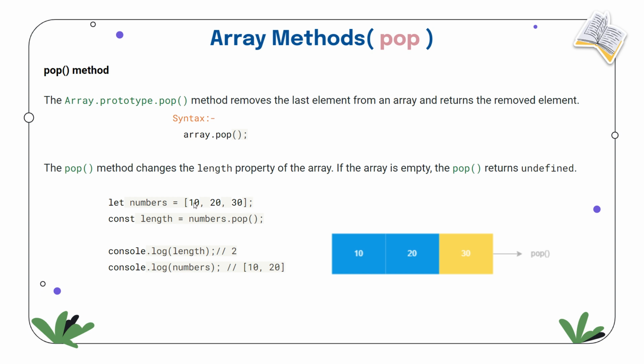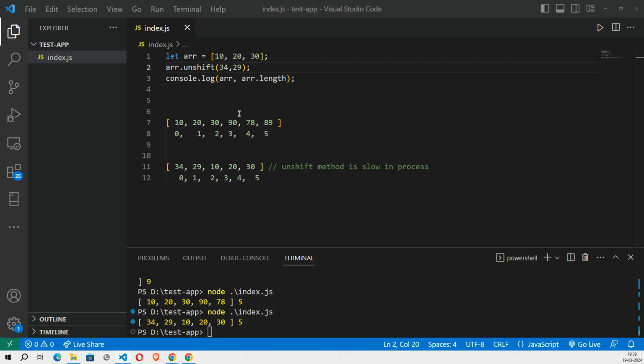And if the array is empty, it will return undefined because there is no element in the array to delete. See, here 10, 20, 30. If I use pop, 30 will get deleted. It will change the length because one element is getting deleted, and length was previously 3. Now the length will become 2, right? So this is the pop operation. Let's go and check with this.